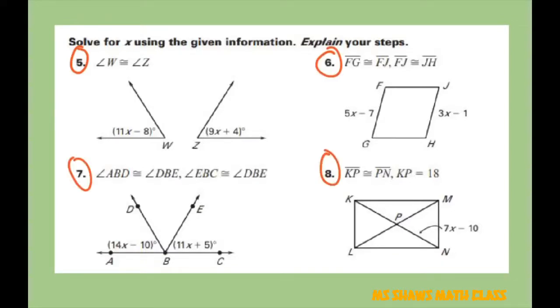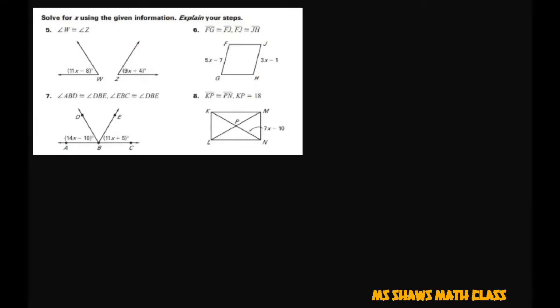So, for the first one, number 5, it's stated that the measure of angle W here is congruent to the measure of, or just to angle Z. These two are congruent. So, by definition of congruent angles, we're going to set them equal to each other. So we have 11x minus 8 equals 9x plus 4.